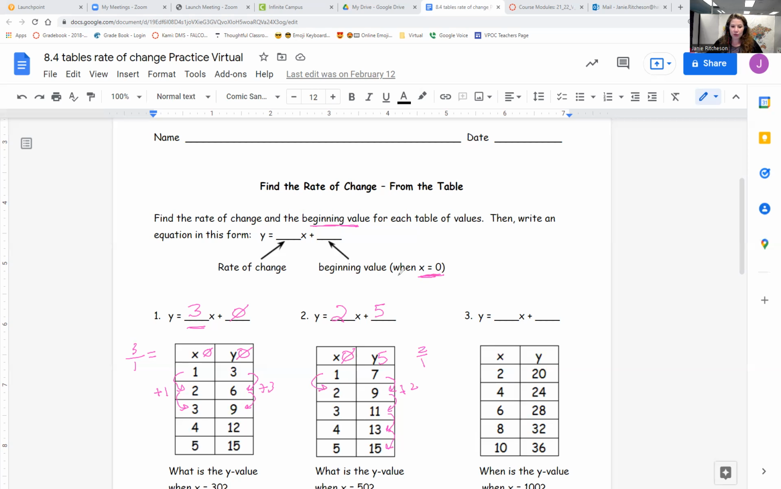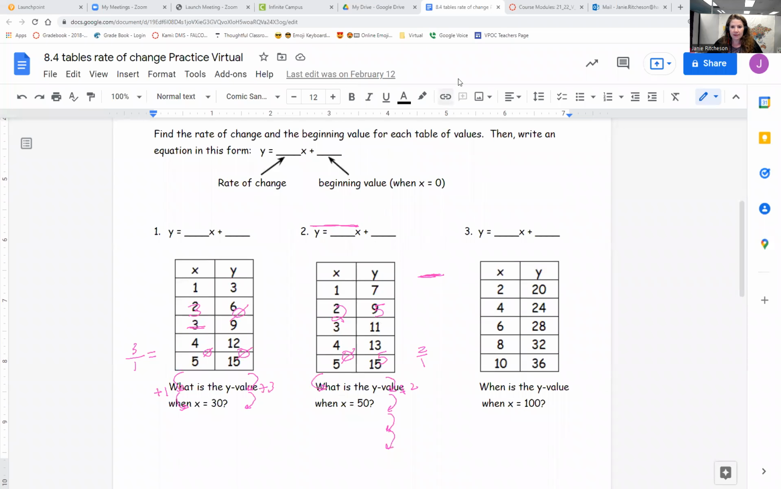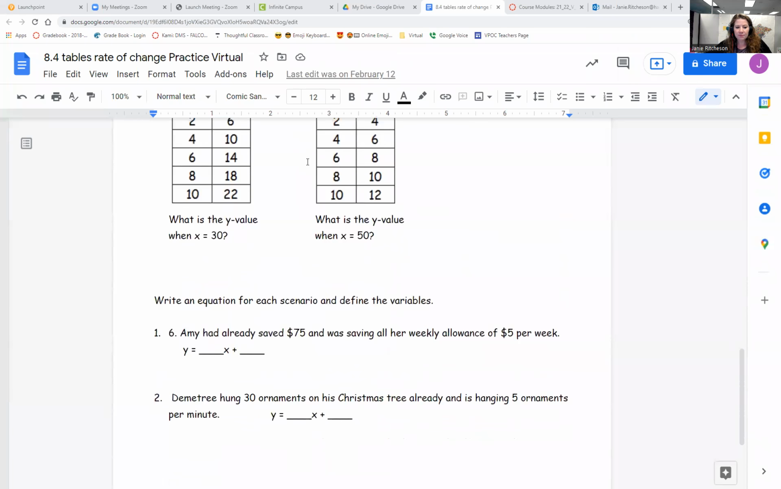So when you're answering these questions below the boxes, what was this again? 2x plus 5, I believe. So when you're plugging in 50 for x, don't forget to add this last number. So 2 times 50 is 100, and 100 plus 5 is 105, right? Okie dokie. So let me go to the next page real quick.